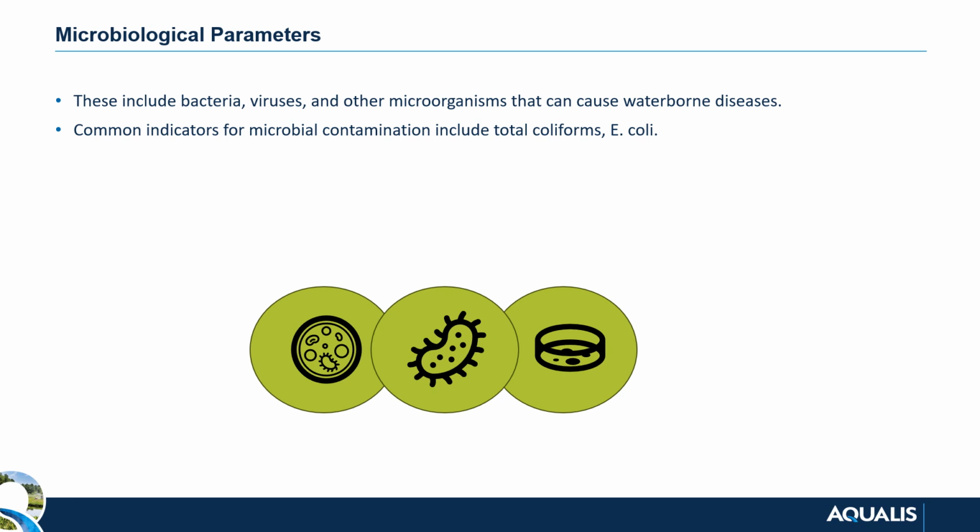Microbiological parameters include bacteria, viruses, and other microorganisms that can cause waterborne diseases. Common indicators for microbial contamination include total coliforms and E. coli. Total coliforms include bacteria that are found in soil, in water that has been influenced by surface water. E. coli is the major species in the fecal coliform group. Of the 5 general groups of bacteria that comprise the total coliforms, only E. coli is generally not found growing and reproducing in the environment.